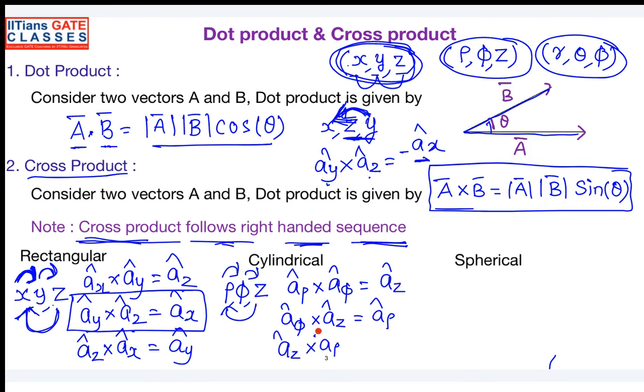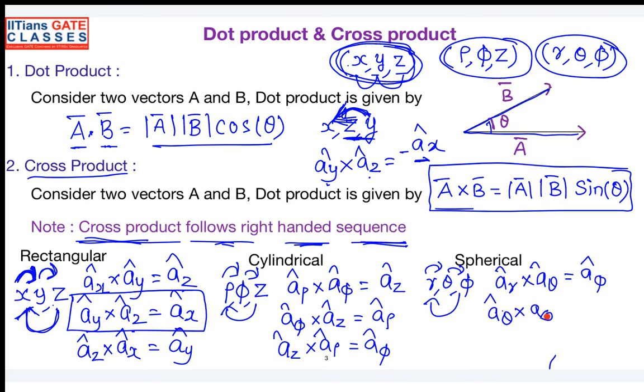And please do the same thing for spherical also. R, theta and phi. So R to theta, theta to phi and phi to R. You can do the same thing. AR cross A theta is equal to A phi, and A theta cross A phi is equal to AR, and A phi cross AR is equal to A theta. This is a cross product.